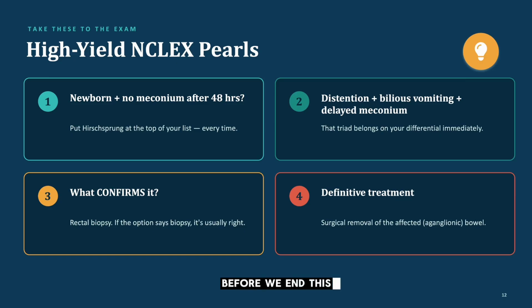Before we end this, let's look at our high-yield NCLEX pearl for Hirschsprung disease one more time. If it's a newborn who has not passed any stool for 24 to 48 hours, you want to put Hirschsprung on your list. Number 2, you'll see distension of the belly, then bilious vomiting, and delayed meconium. What confirms it is rectal biopsy. Our definitive treatment is surgical removal of the affected aganglionic bowel.